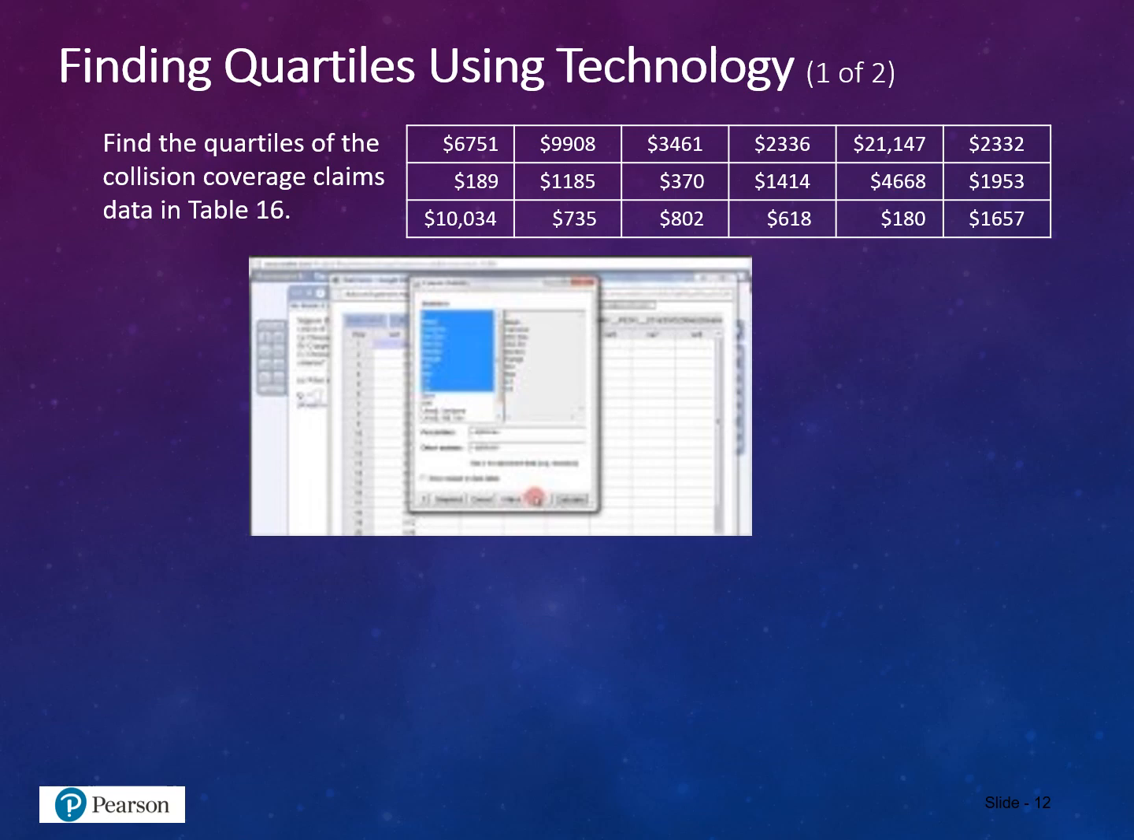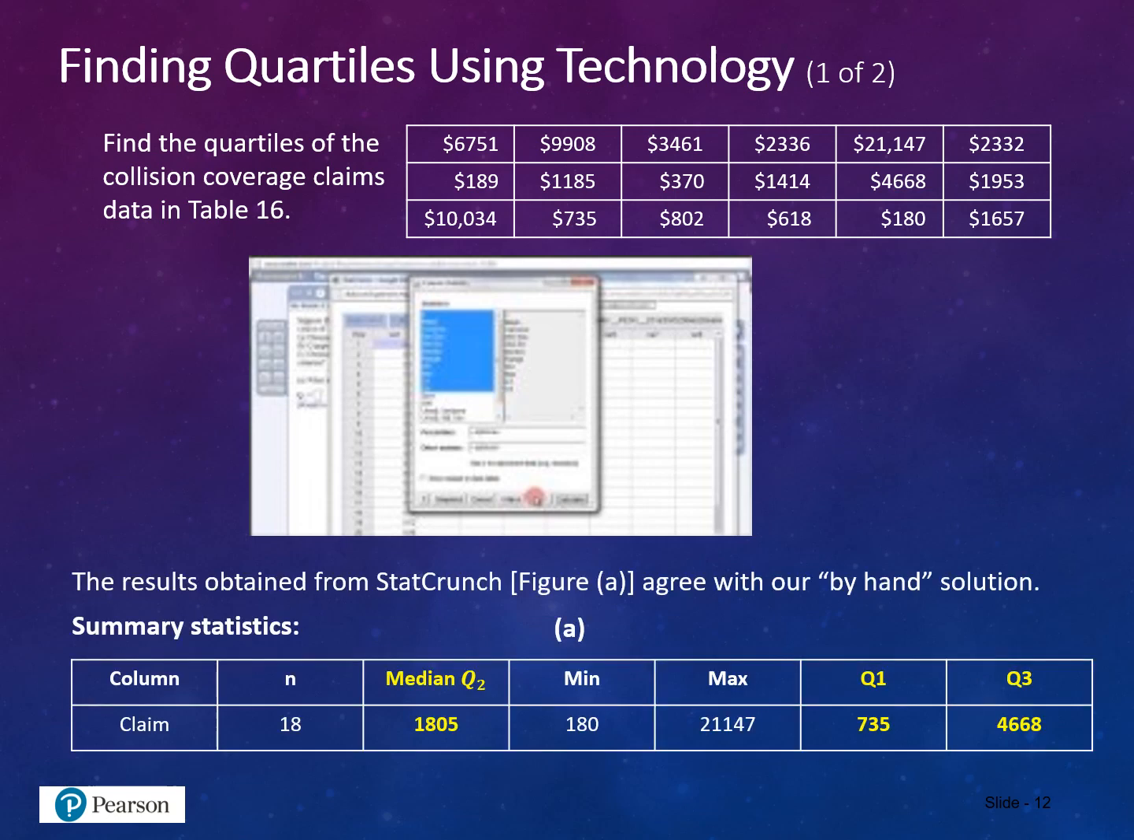When we do this, we see that we got the exact same measures from StatCrunch that we got by hand. Here's Q2, which is the median, Q1, which is 735, the first quartile, and quartile 3, which is 4668. I'm going to try to play the video now, and hopefully you can see it.